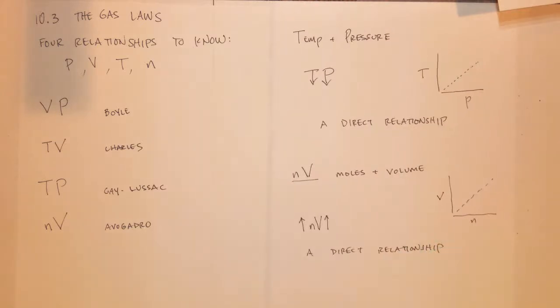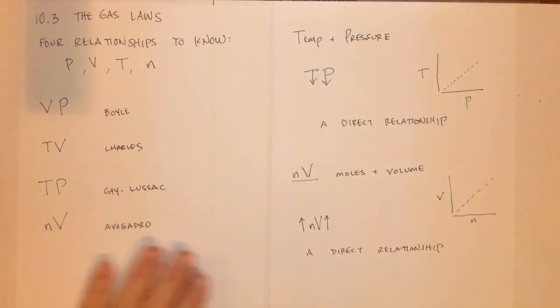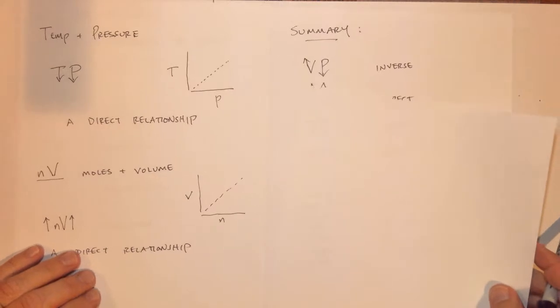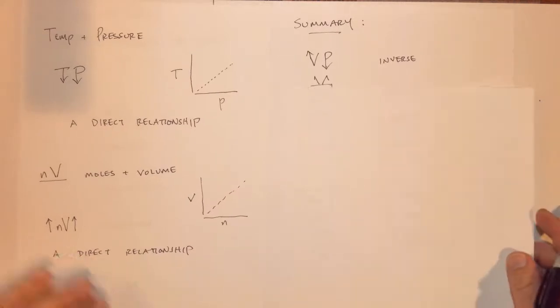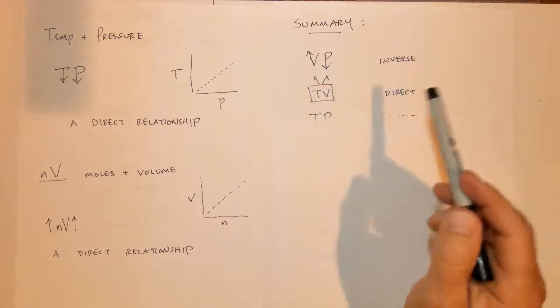So those are the 4 relationships that you need to know. Let's summarize them all in one little handy piece, and then looking at the summary, let's see if we can answer a couple of questions. So here's the vice president relationship, volume and pressure. One goes up, the other one goes down, an inverse relationship.